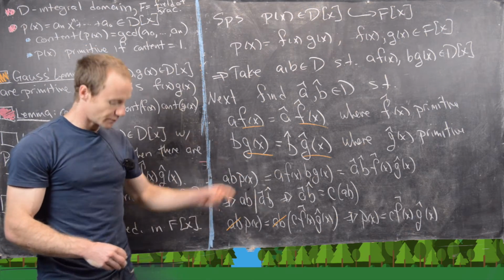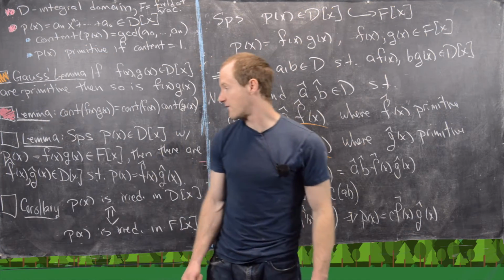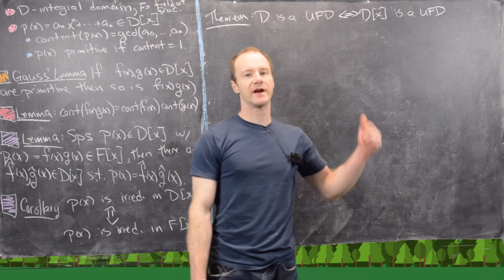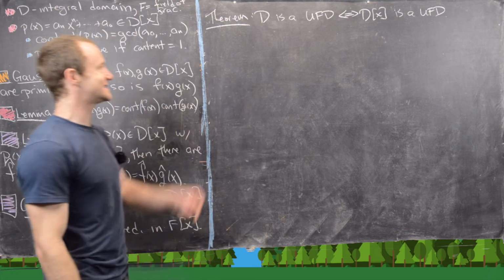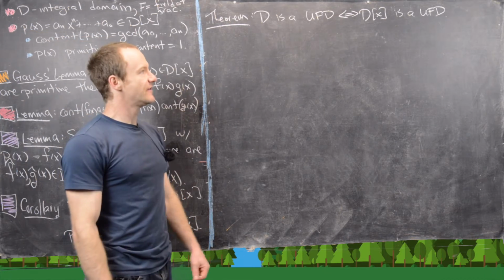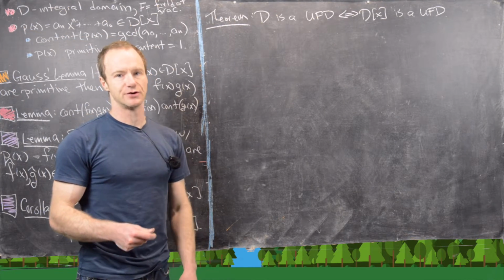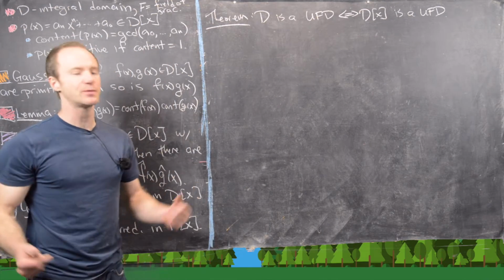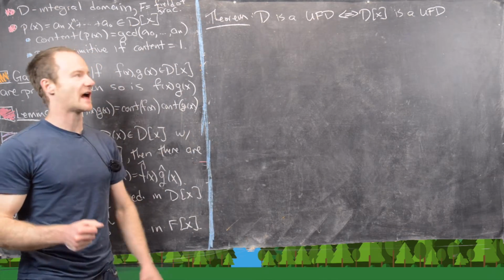Okay, great. So we finished the proof of our last lemma. And now we're ready to prove our main result. So that says D is a UFD if and only if D adjoin x is a UFD. So actually this reverse direction we're not even going to do. It's super easy. So let's just talk through that in words.